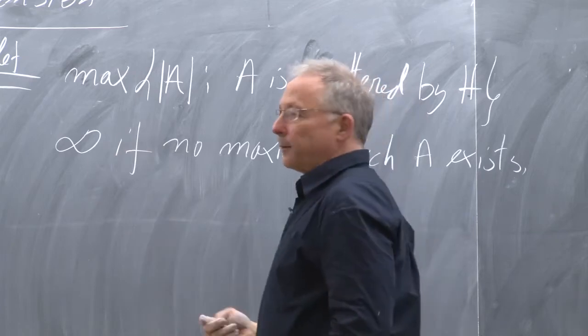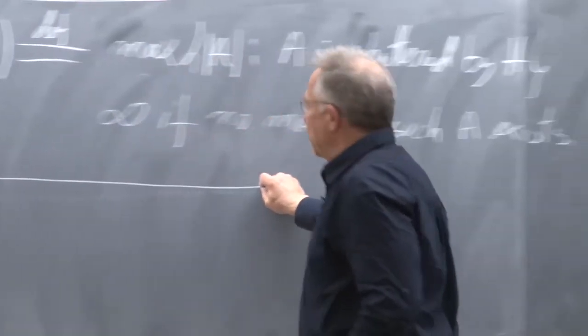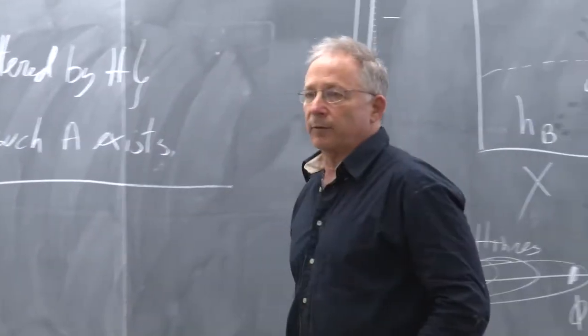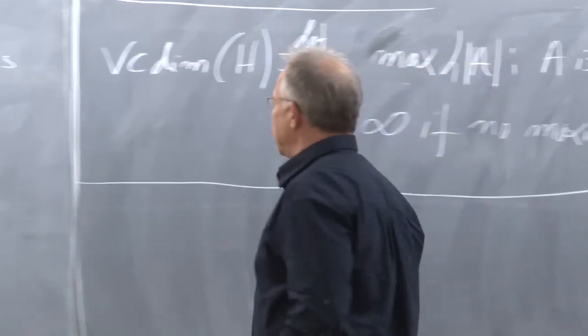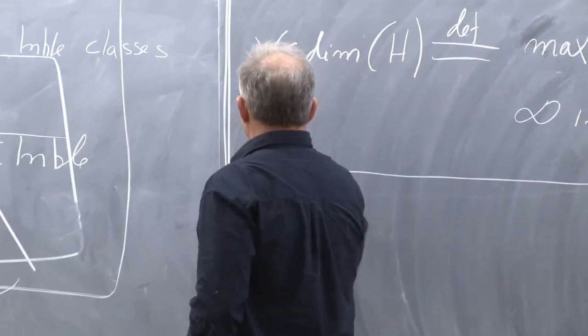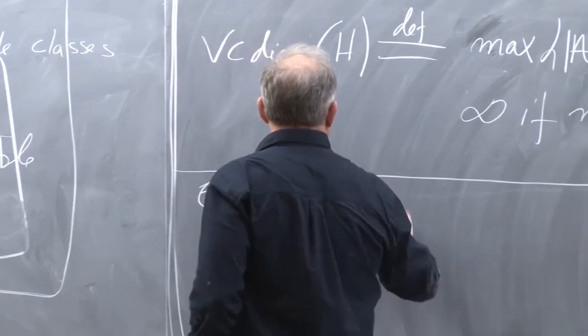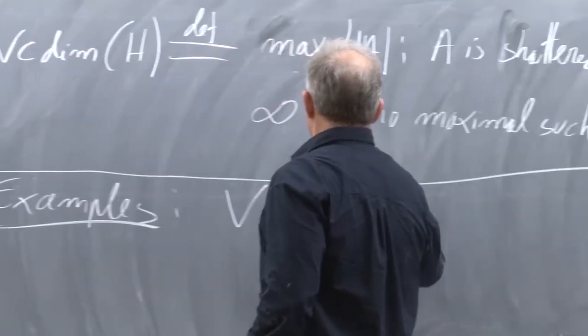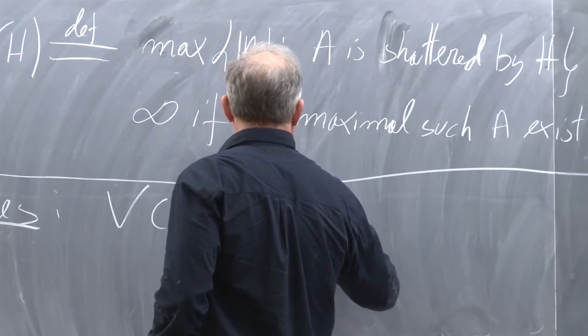So let's go back to our examples. So we have a definition, what is the VC dimension, which relies on the notion of shattering. Let's go back to our examples. What is the VC dimension? So now we have some examples. What is the VC dimension of H threshold?